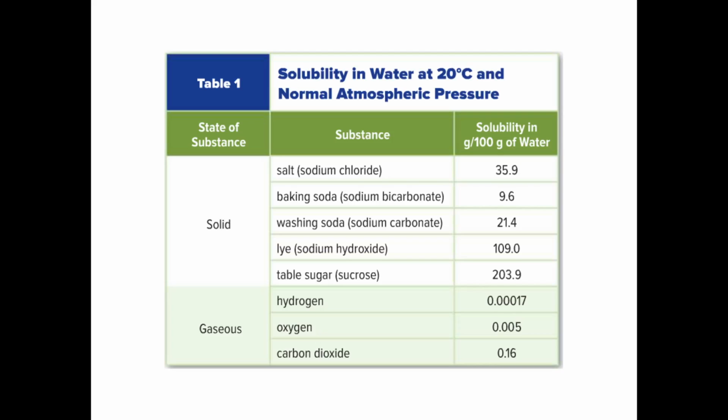We can see hydrogen has 0.00017 grams per 100 grams of water. Oxygen has 0.005 grams per 100 grams of water. And carbon dioxide, comparatively to hydrogen and oxygen, has actually a very large solubility of 0.16 grams of carbon dioxide per 100 grams of water. Okay, you might say, oh, well, 0.16 grams of carbon dioxide per 100 grams of water, that's not that much. But if you think about it, remember, carbon dioxide is a gas. And so a lot of the carbon dioxide is not going to have a ton of weight by virtue of it having a very low density and it being a gas.